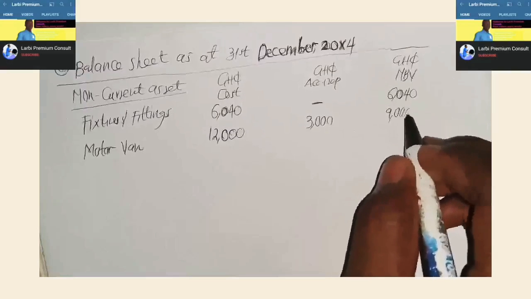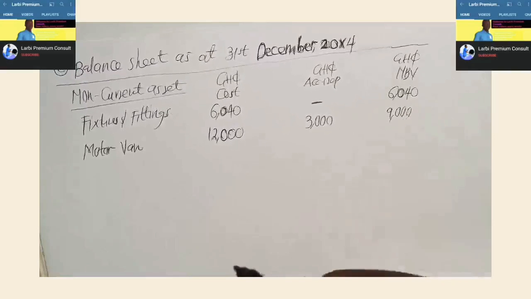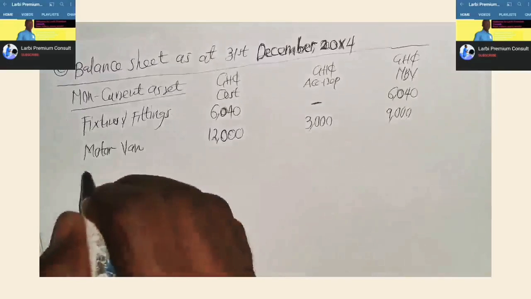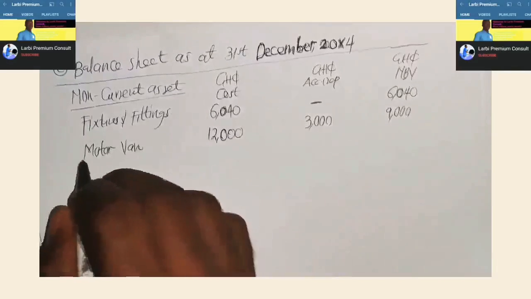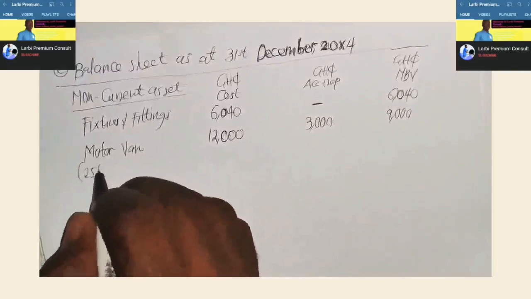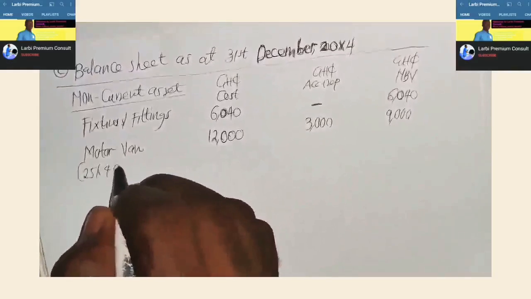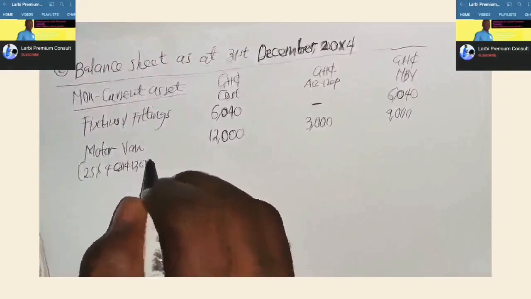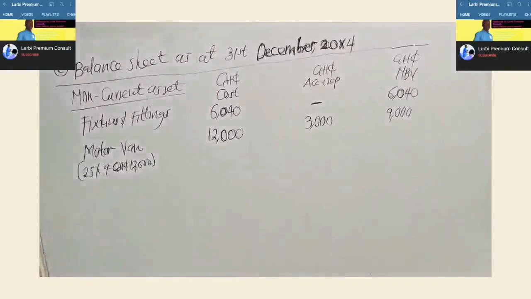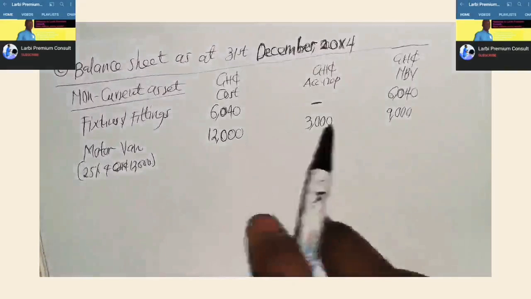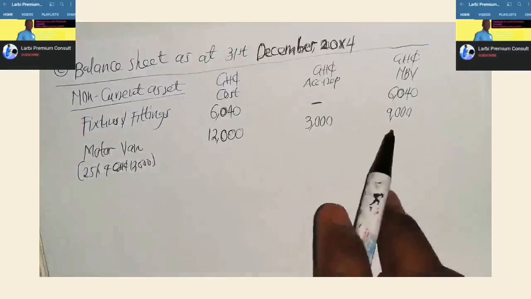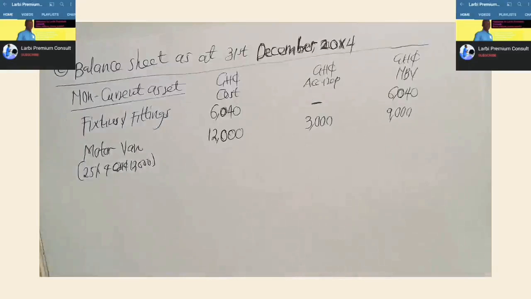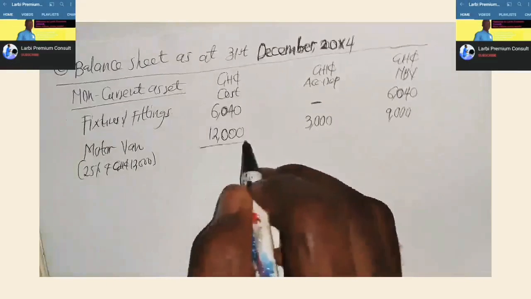9,000. All right. In simple terms, this is what I'm talking about: 25% of 12,000, and whatever you get to be the depreciation will be 3,000. Then you subtract from the historical cost, and you get the net book value of 9,000. So let's take note of that. Is there any other non-current asset? Then you total them.